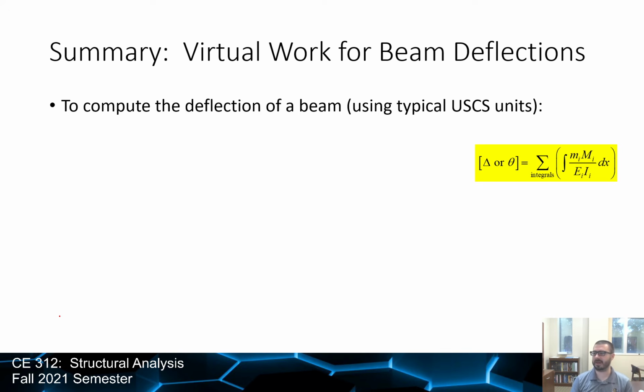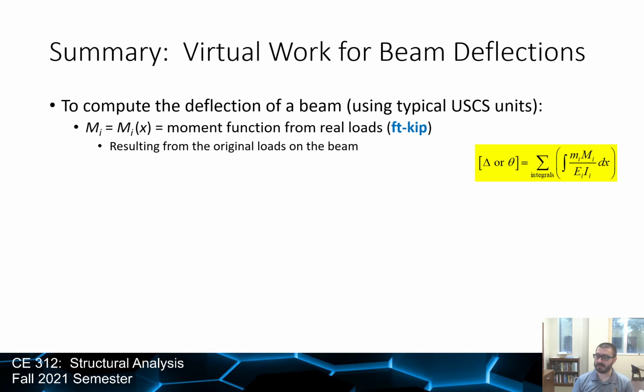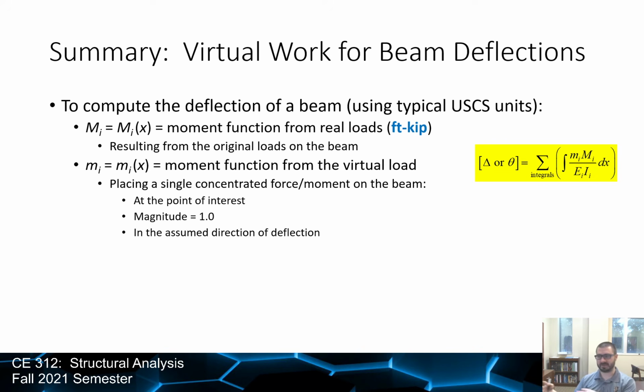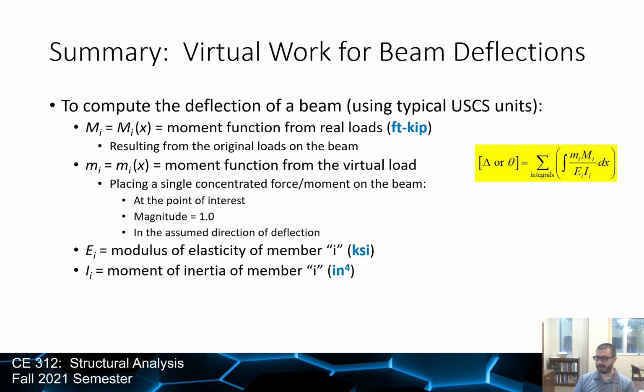So in order to compute the deflection, we need a couple of things. The first thing we need is an M of x: a real moment function resulting from the original loads on the beam. Likewise, we need a virtual moment function. And again, virtual moments come from placing a single load on the beam at the point of interest, magnitude of 1, in the assumed direction. We need our modulus of elasticity, and we need the moment of inertia. And again, moment of inertia is different than with trusses, where we needed the cross-sectional area because the mechanics were different. We were looking at sigma equals P over A for truss members.